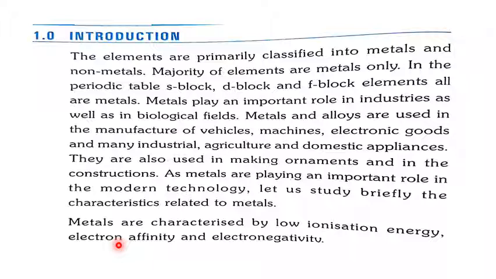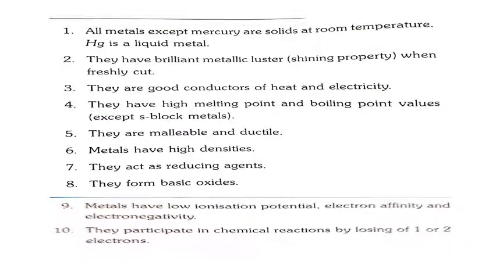Okay, the bond pair of electrons is attracted by the nucleus. That is called electronegativity. Electronegativity values are also less for the metals. This is about the brief introduction of metals. Okay, next we discuss the characteristics of metals. What are the characteristics of metals?